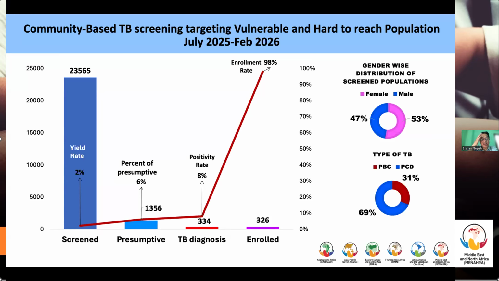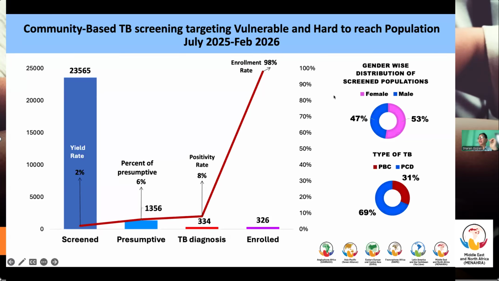Among the 6%, we were able to diagnose 334 cases, which is around 8% of the presumptive who were positive, and others were clinically diagnosed. Among diagnosed cases, 98% were enrolled into treatment. It means that having community-based active case finding with a dedicated team can reduce initial loss to follow-up. And the yield rate from this intervention is 2%, which is very encouraging for finding asymptomatic TB patients in the community.